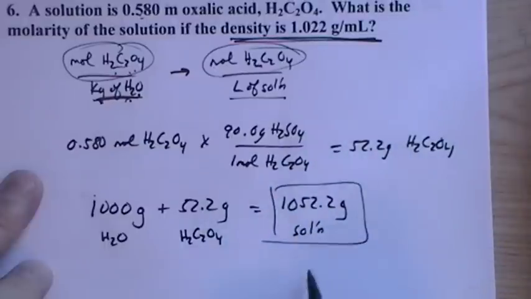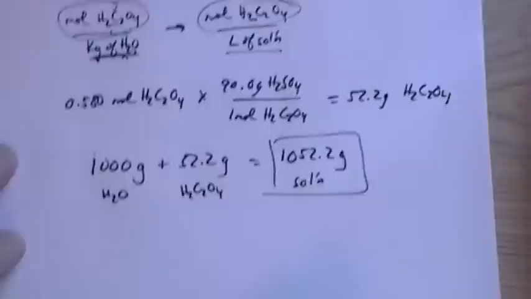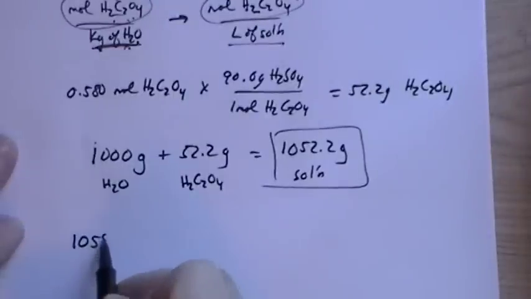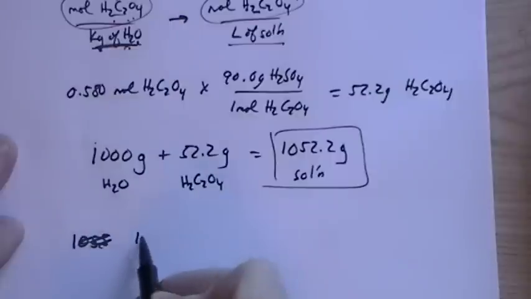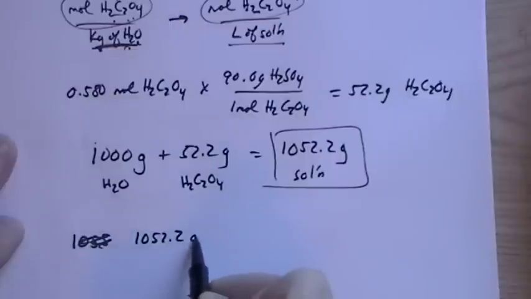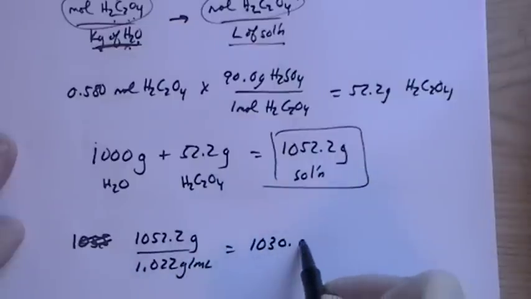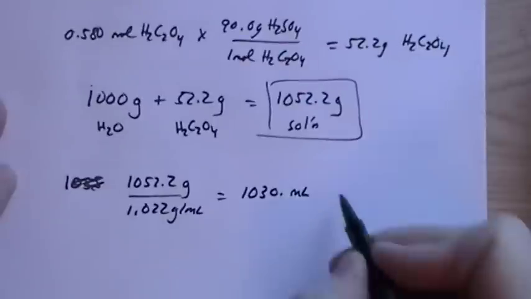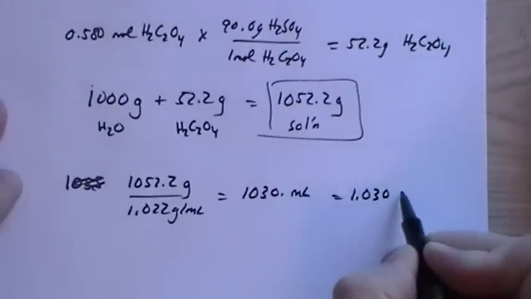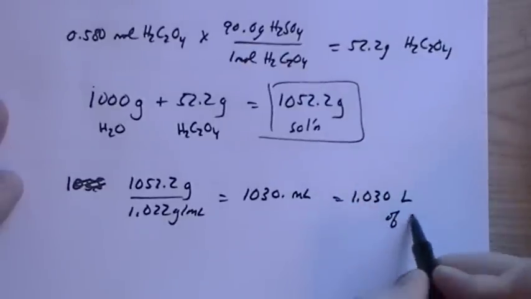Now we know the mass of the solution. We know the density of the solution. So together, and I didn't get rid of any significant figures yet, just kind of carrying them through, this will be 1,030 milliliters, which is 1.03 liters of solution.